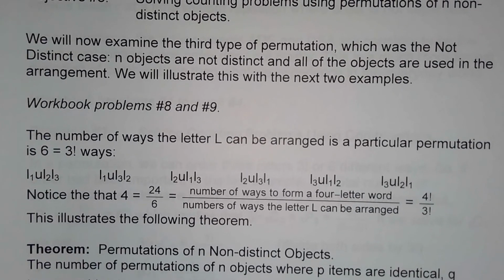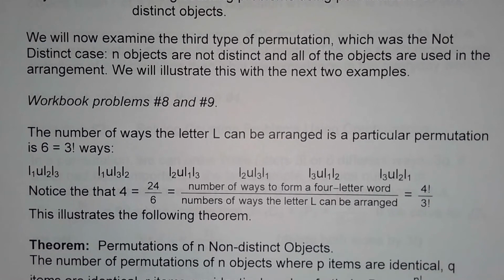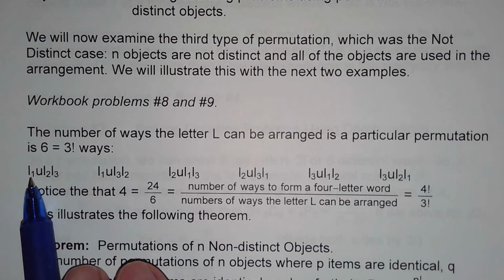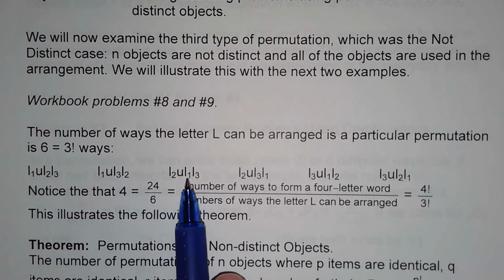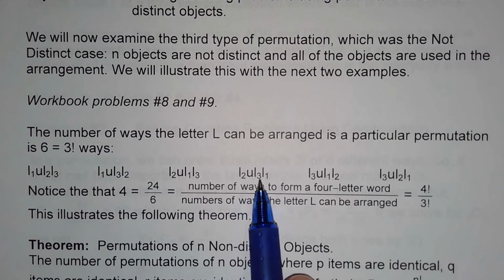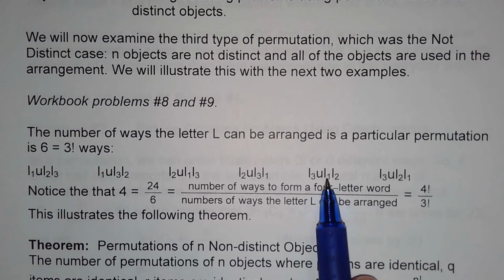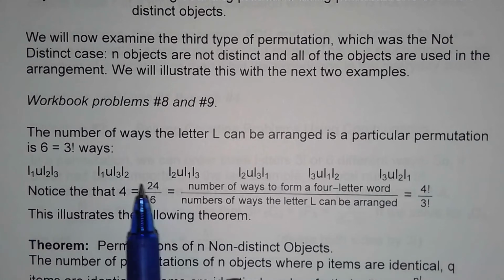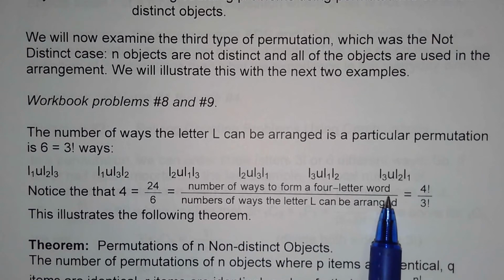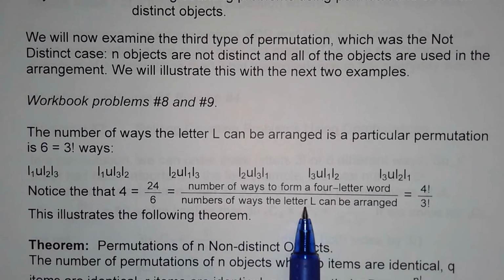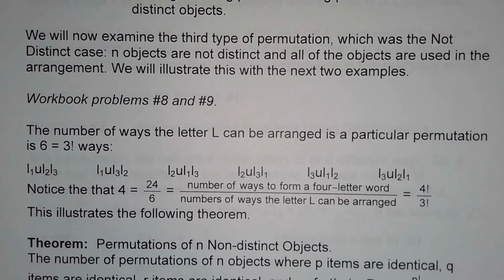So the number of ways that L can be arranged in a particular permutation is 6, which equals 3 factorial ways. I could do L1, 2, 3, L1, 3, 2, L2, 1, 3, L2, 3, 1, L3, 1, 2, and L3, 2, 1. And so notice that 4 equals 24 divided by 6, which is the number of ways to form a 4-letter word, divided by the number of ways the letter L can be arranged. And this illustrates the next theorem.